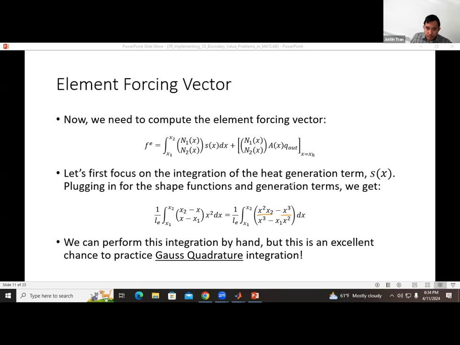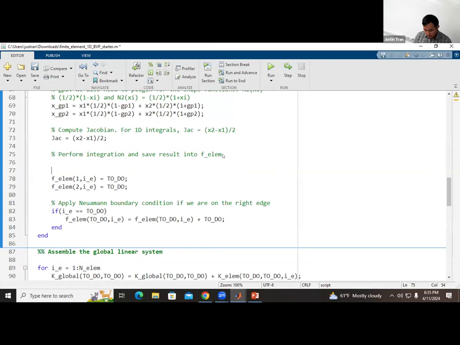So we're performing two integrals here. We need to perform an integral on the top entry and an integral on the bottom entry. We're going to do these one by one. So let's do the top entry first. We're going to integrate x squared times x2 minus x cubed. Let me leave that as a comment here. Top integral.